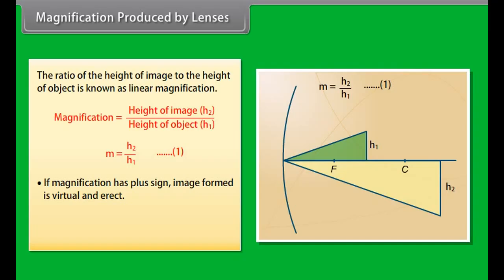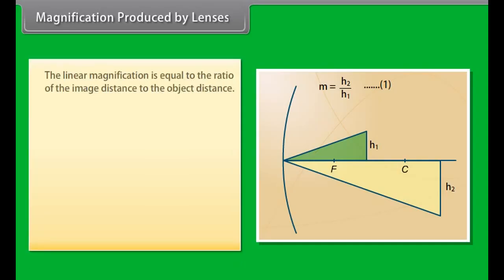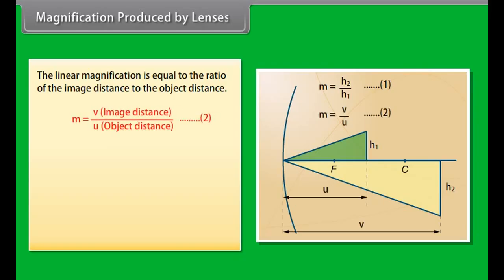If magnification has plus sign, image formed is virtual and erect. If magnification has minus sign, the image formed is real and inverted. The linear magnification is equal to the ratio of the image distance to the object distance. M is equal to v, image distance, upon u, object distance, which is equation 2. Equating equation 1 and 2, h2 upon h1 is equal to v upon u.